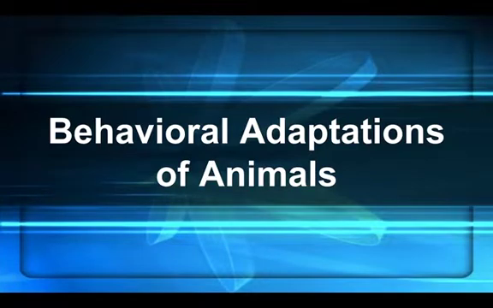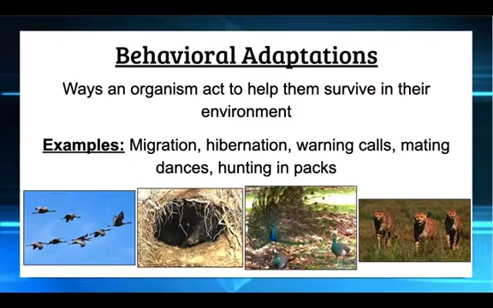So we have spent a lot of time talking about the structural portions of animals. The next type of adaptation is behavioral. When we look at these behavioral adaptations, it's really looking at the instinct of the animal. It's basically like pre-programmed knowledge passed down from parent to offspring so that that animal knows exactly how it should act in order to better survive. So behavioral adaptations are ways that an organism acts to help them survive in their environment. Examples of this include migration, hibernation, warning calls, mating dances, and hunting in packs.